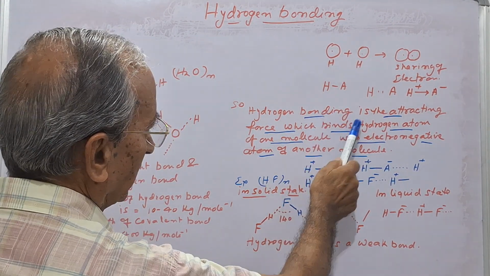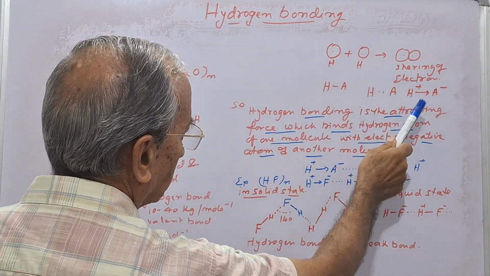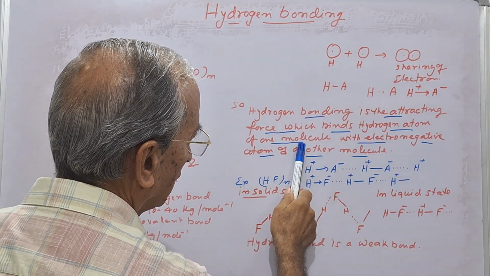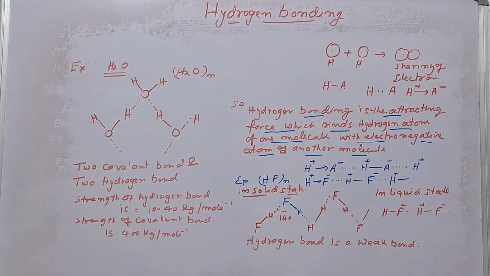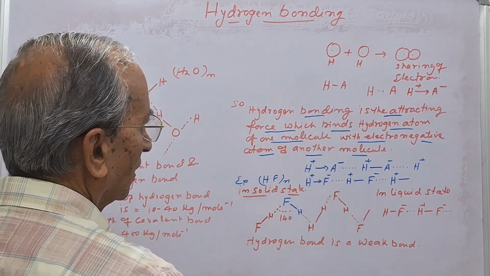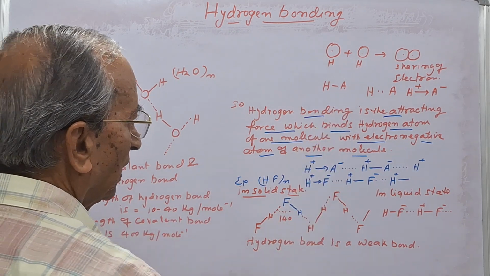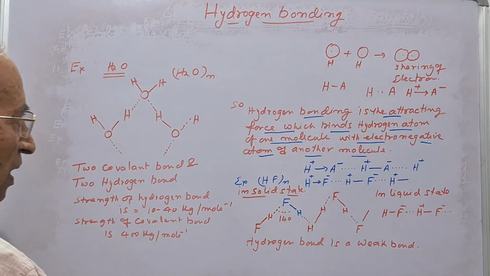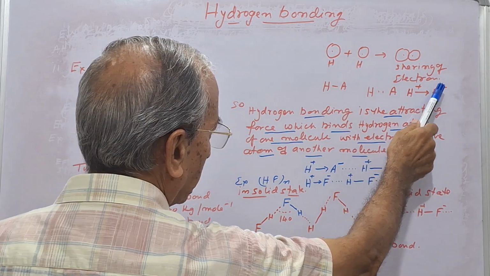So hydrogen bonding is the attractive force which binds the hydrogen atom of one molecule with the electronegative atom of another molecule. So the part is clear, listen. When hydrogen forms a molecule with a more electronegative atom, for example H and A, the shared pair of electrons shifts towards the more electronegative atom, making hydrogen electropositive and the other atom electronegative in nature.